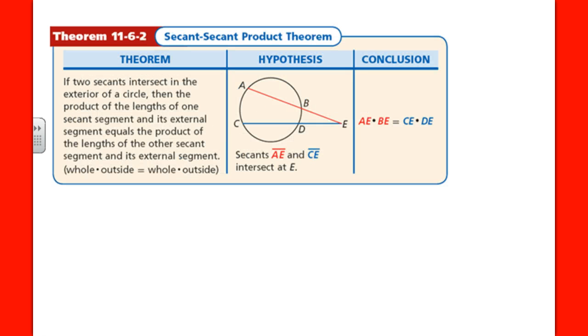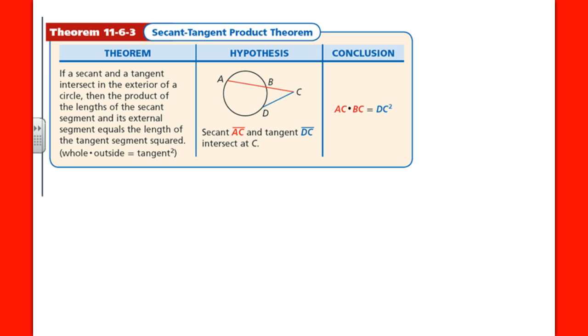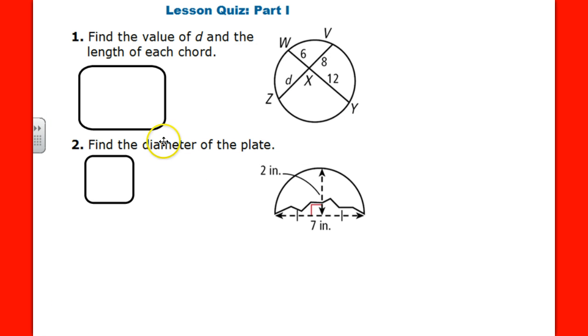Secant-secant product. If 2 secants intersect in the exterior of a circle, then we have whole times outside equals whole times outside. Secant-secant product theorem. Secant-tangent product theorem. If a secant and a tangent intersect in the exterior, then we have whole times outside equals tangent squared. Whole secant times external segment equals tangent squared. Pause the video, come back when you have your answers.